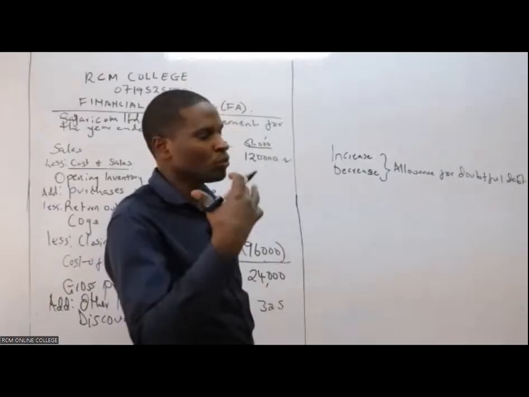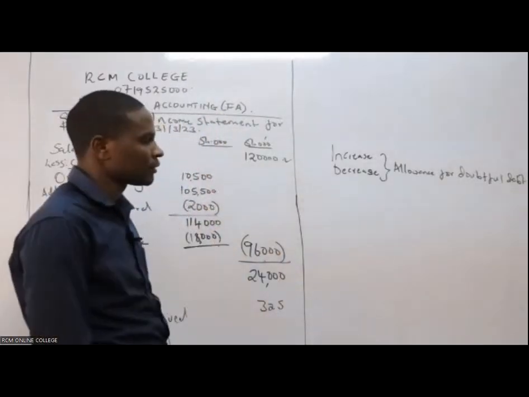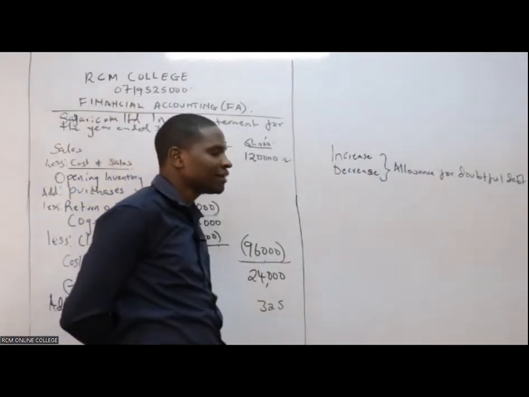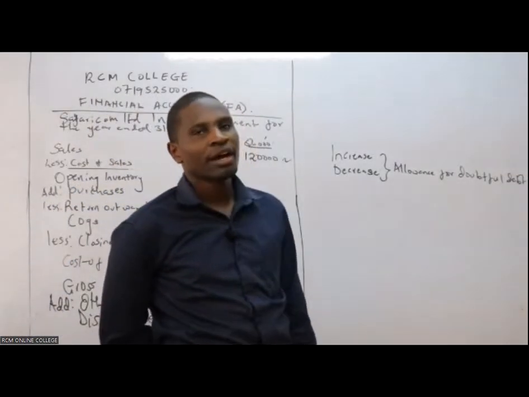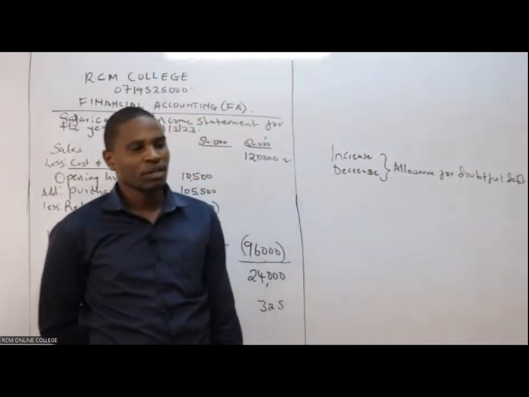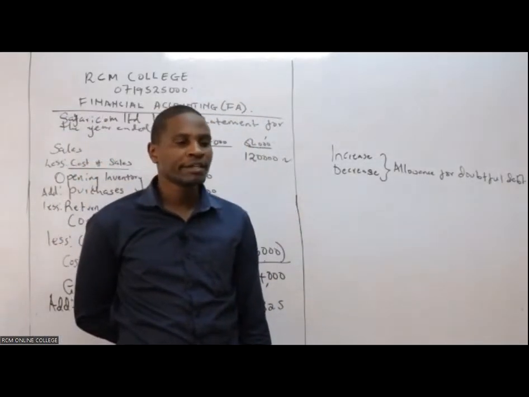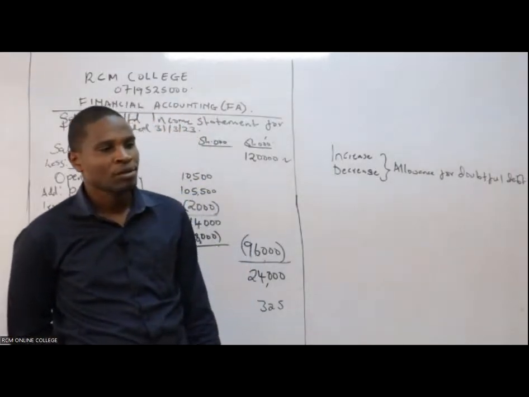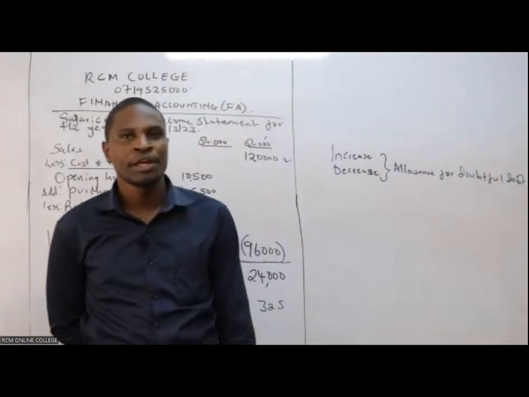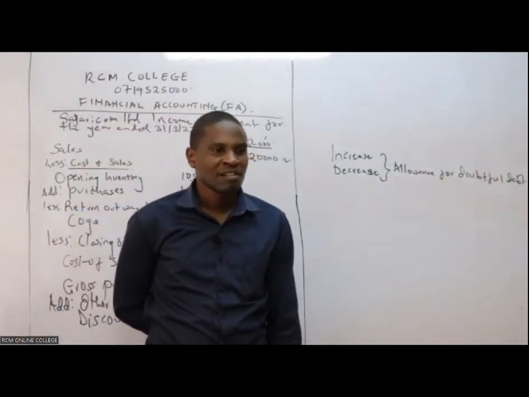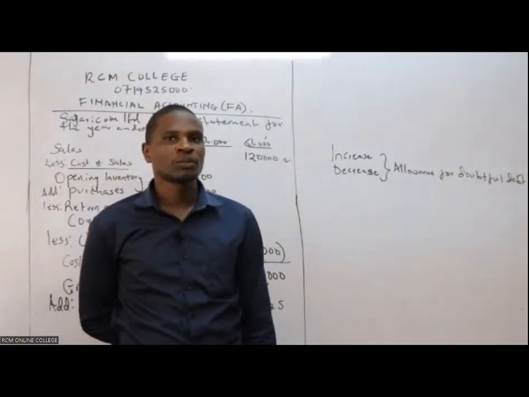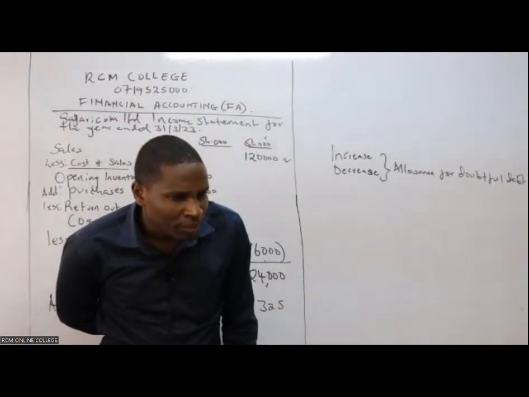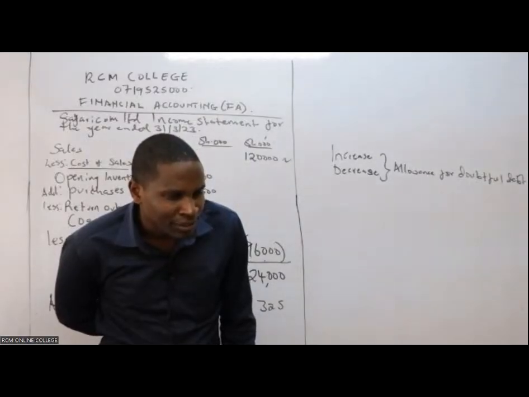Very important information here. Let's go slowly, there is no pressure here. Allowance for doubtful debt. We have an increase and a decrease in allowance for doubtful debt. Which one falls under income and which one falls under expense? Before we even compute this, let's see my fellow accountants. Decrease is an income and increase is an expense.